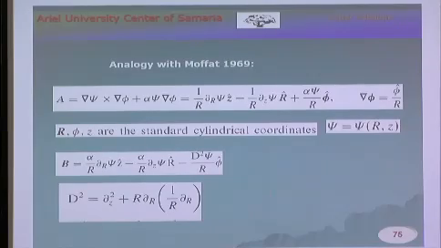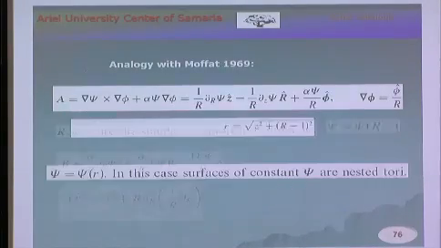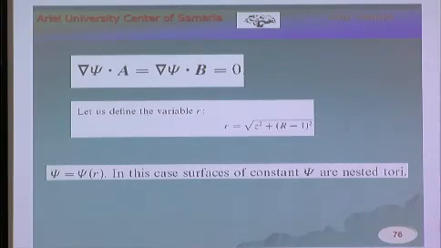We have this representation of A in terms of standard cylindrical coordinates. And we have a B, which is a curl of this A. And this big D is defined over here. Now, the function psi introduced in the 1969 paper is such that grad psi dot A and grad psi dot B are both null.